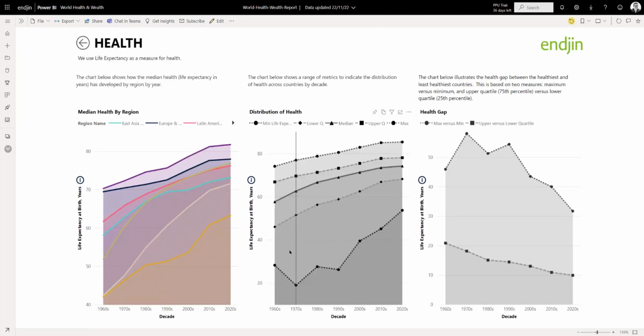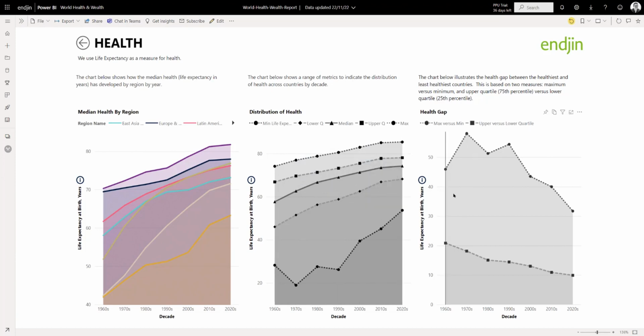So firstly, if we look at health, we're exploring the average median health by region over the last 60 years by decade, and you can see an encouraging upward trend, and that's borne out by the metrics that we see in the central chart. So if we focus on the median across all countries, you can see that's been increasing steadily over that time period.